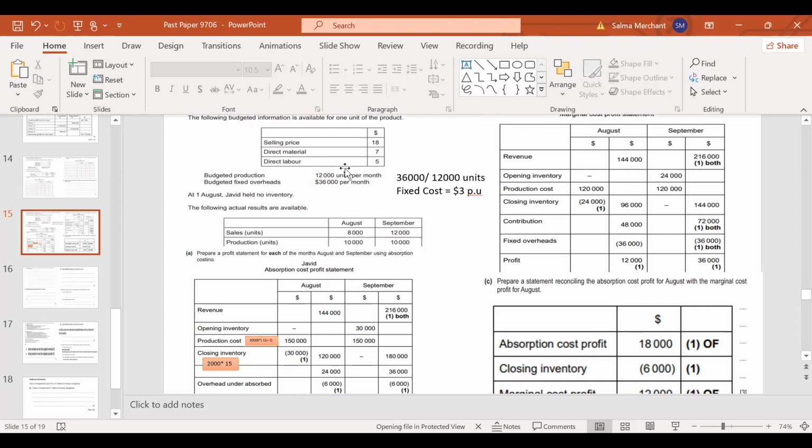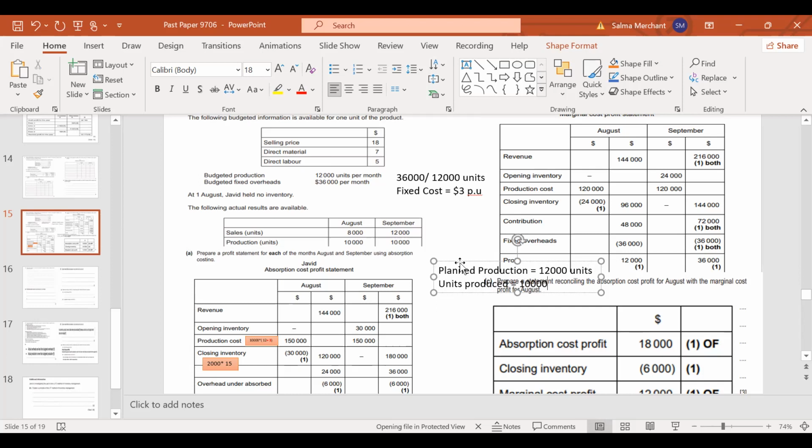You budgeted, you planned to produce how many units? 12,000. Okay. You planned to produce 12,000 units, but how many units did you actually produce? 10,000. Okay. So planned production was how much? 12,000 units. But units produced is how much? 10,000.